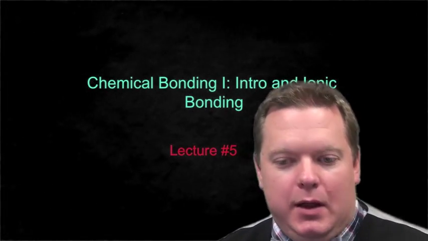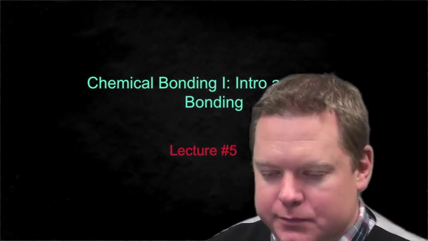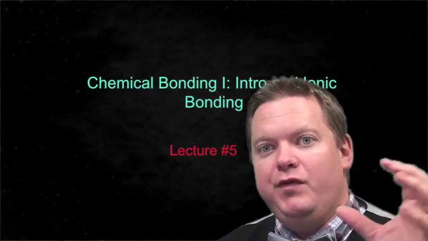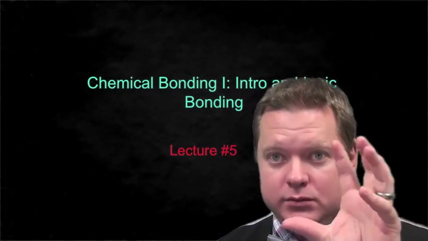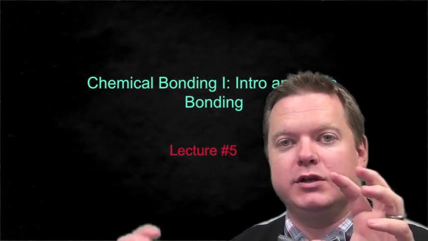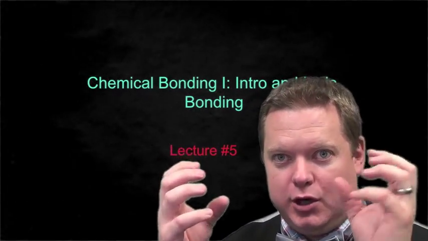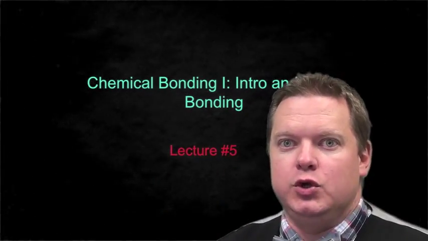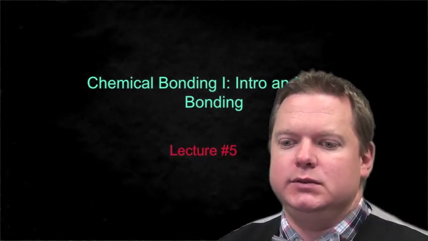Chemical Bonding, Intro and Ionic Bonding, lecture number 5. So we're going to start talking about moving away from individual atoms and where the electrons are held, and now we're going to start talking about interacting those electrons between two different atoms. Right? It could be two of the same or two completely different ones.